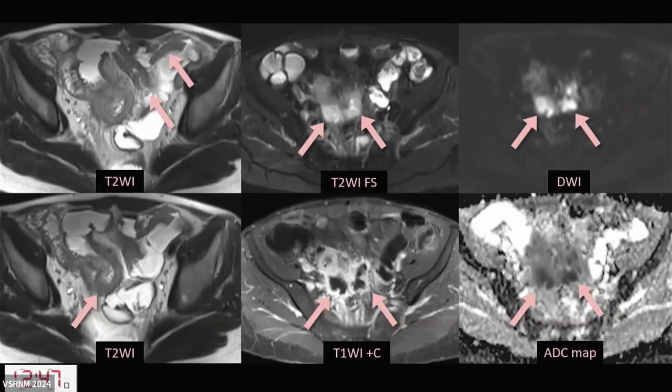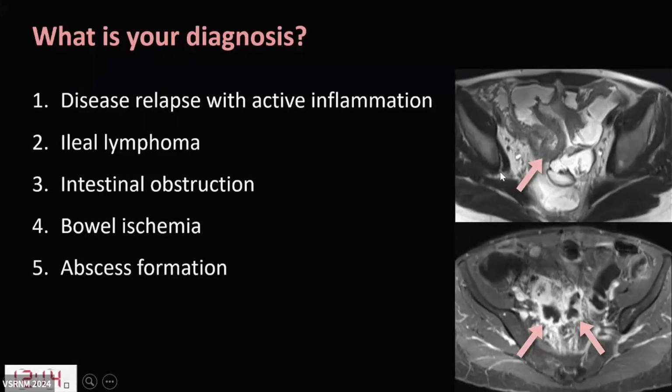And this patient had an MRI enterography. So on this MRI, we see multiple segments of ileal loops with wall thickening and edema. And between the intestinal loops, there are some fluid collections adjacent to the wall thickening and increased enhancement, and also with a high signal on DWI and low signal on ADC map. So based on the findings, what is your diagnosis?